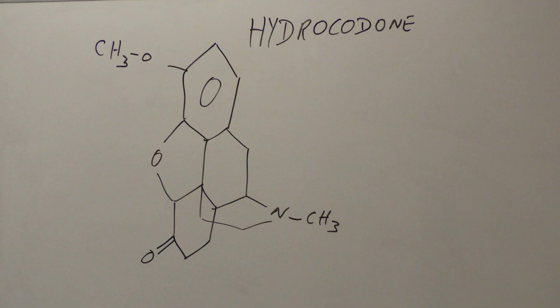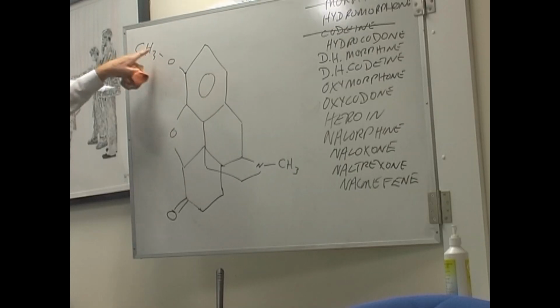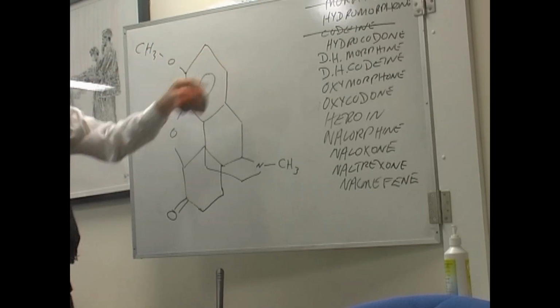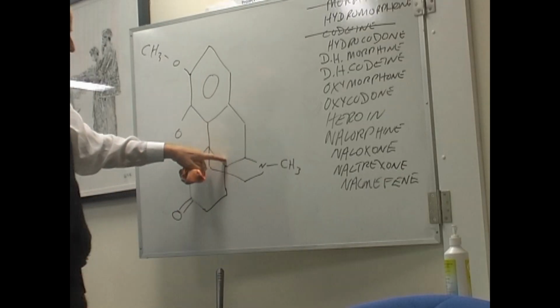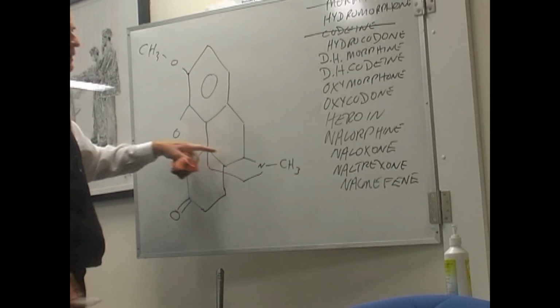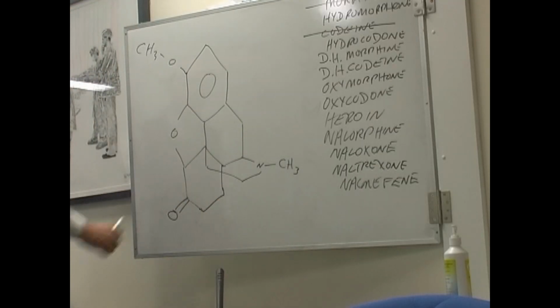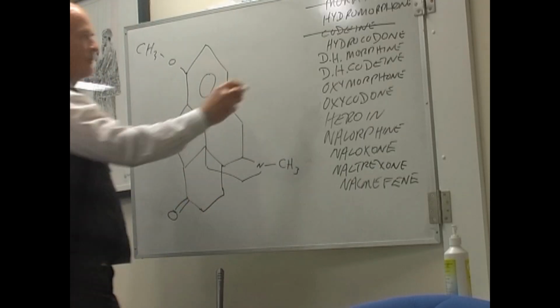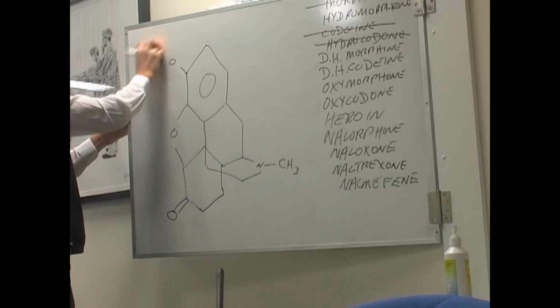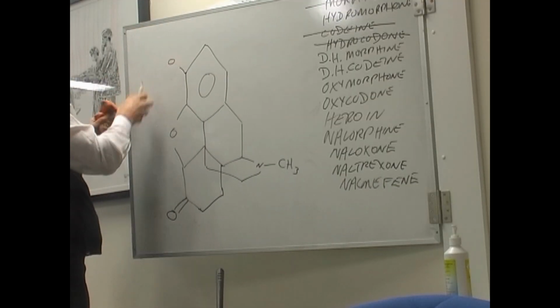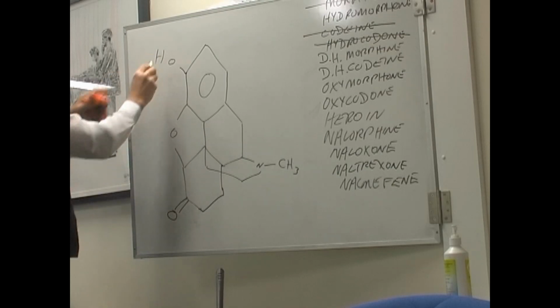So for hydrocodone, this is a codeine family, so C3 has a methoxy, ends in ONE, so double bond O here. There's no X, so no hydroxyl group at 14. There's no NAL in the name, so this is the structure for hydrocodone. And to turn hydrocodone into hydromorphone, all you do is restore the OH there.